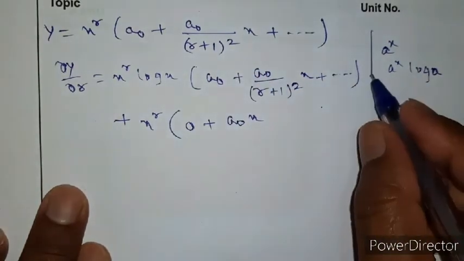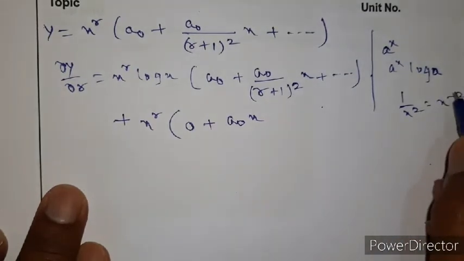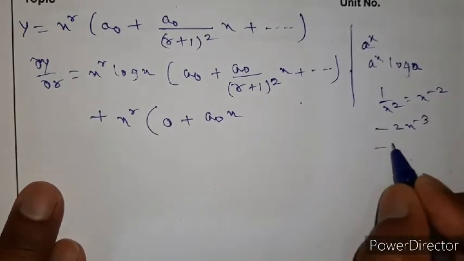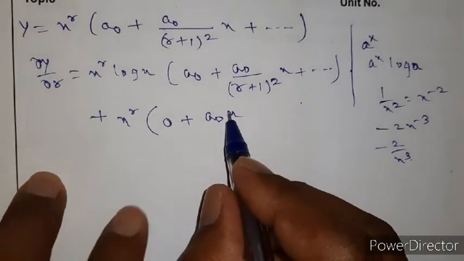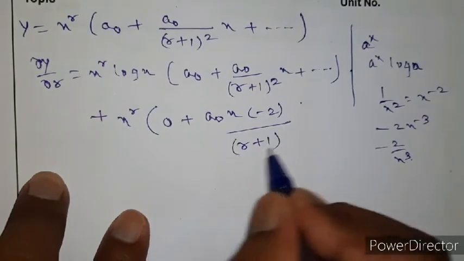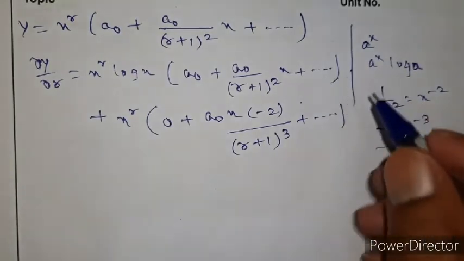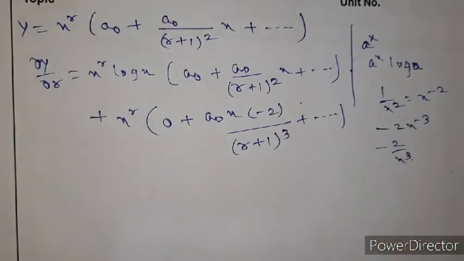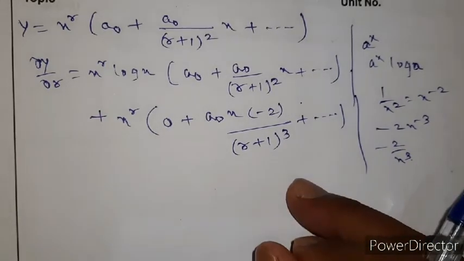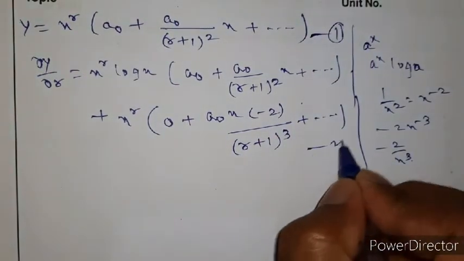What is the derivative of 1 upon x square? The derivative of 1 upon x square is, yes, I can write x raised to minus 2. What is the derivative of x raised to minus 2? Minus 2 x raised to minus 3, meaning minus 2 upon x cube. So in that way I get here minus 2 upon (r plus 1) cube plus dot dot dot, because the next terms are also in terms of r and may be more than this, so we can find that derivative also if you write a2 and a3 in terms of a0.